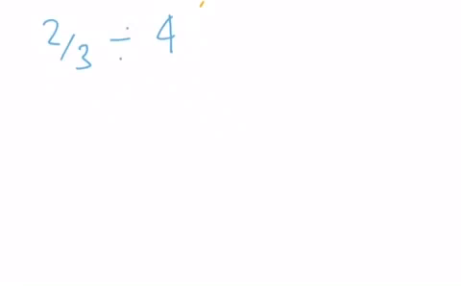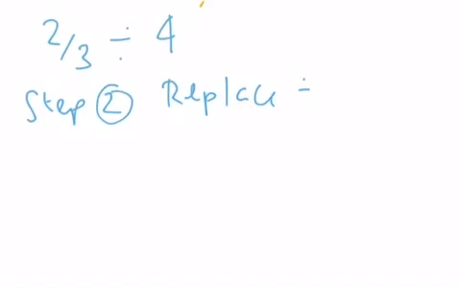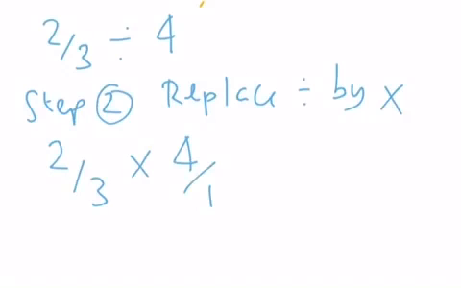So second step now. So step 2, replace the division sign by the times, or the multiplication sign. So we have 2/3 times 4, or let's say 4/1 here. And now we know how to multiply fractions. We just multiply the top and we multiply the bottom. So 2 times 4 is 8, and 3 times 1 is 3. So your answer is 8/3.